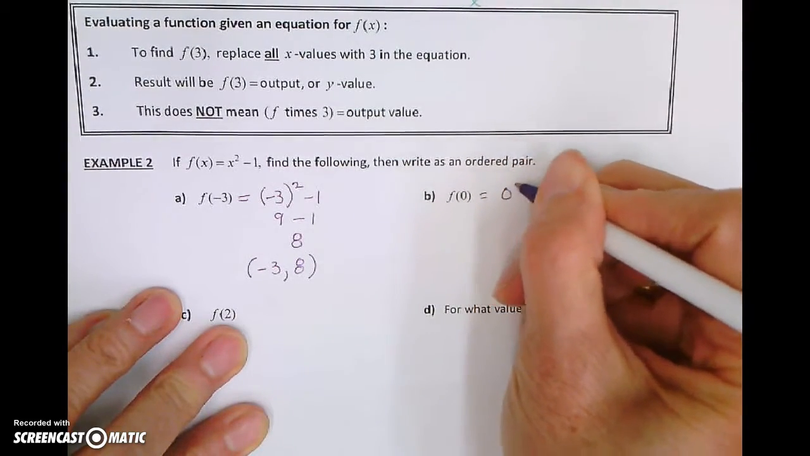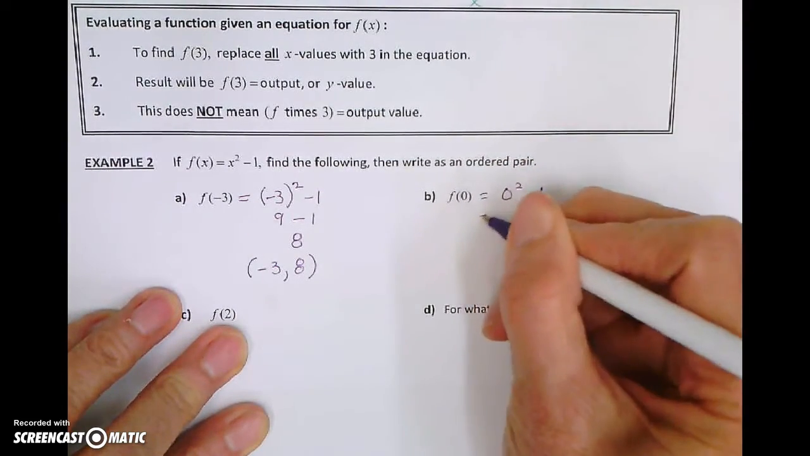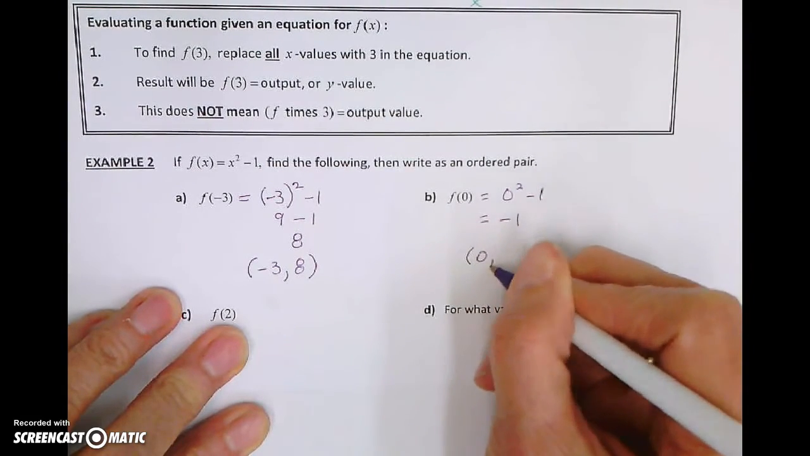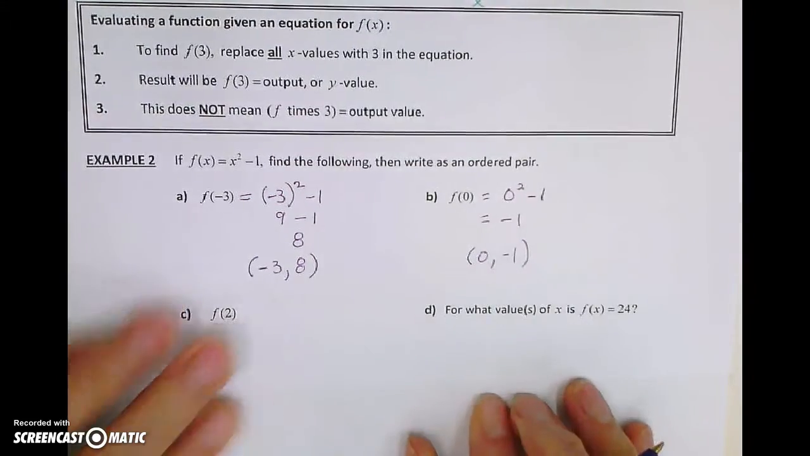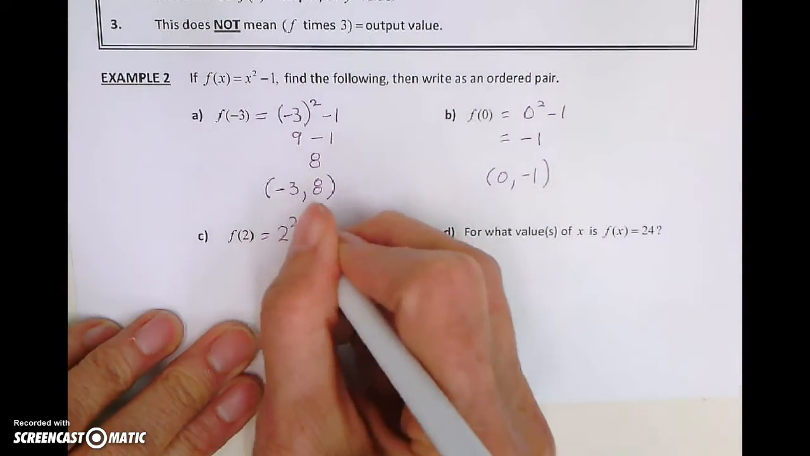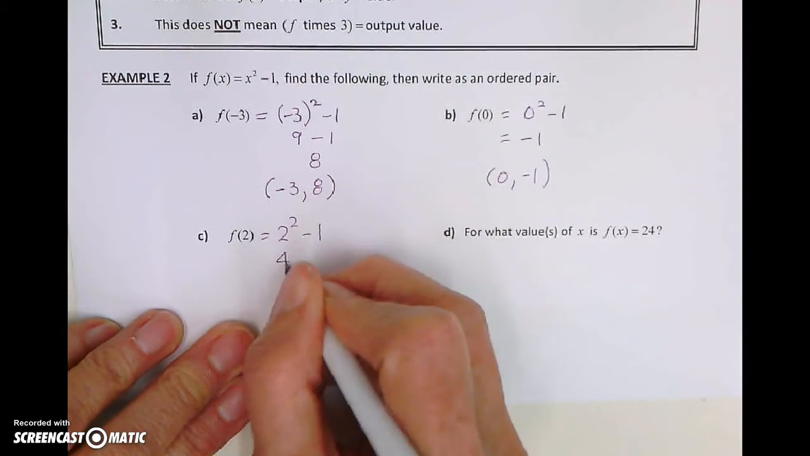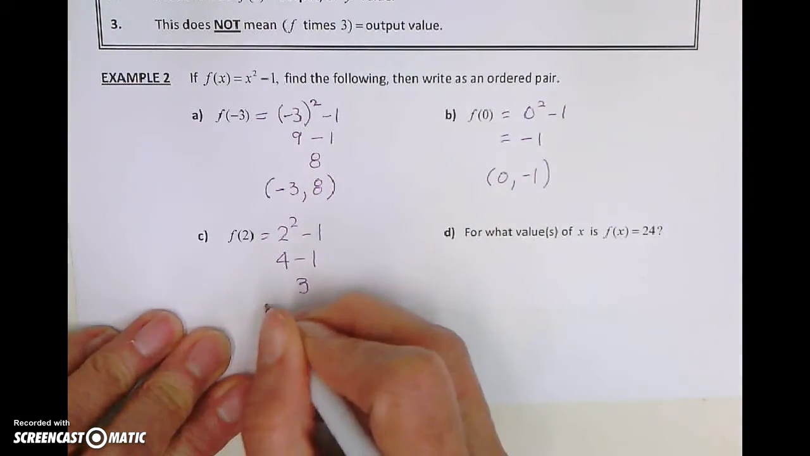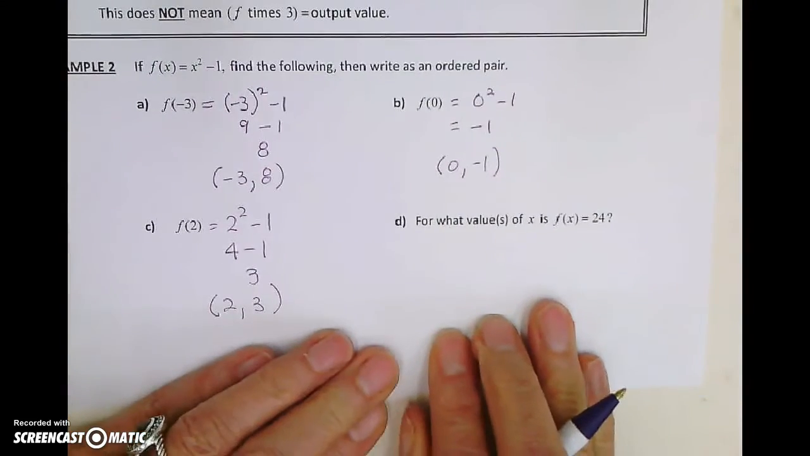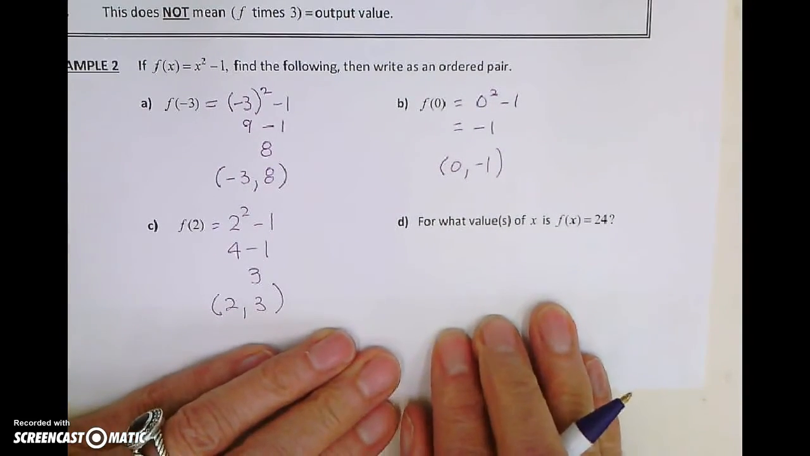0, that would give me 0 squared minus 1, which is 0 minus 1, which is negative 1. So when the input's 0, the output is negative 1. F of 2, 2 squared minus 1, so that's 4 minus 1, which is 3. Input 2, output 3. All right, so here's a different direction.